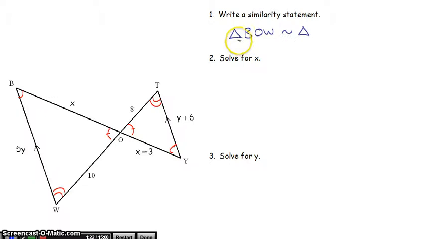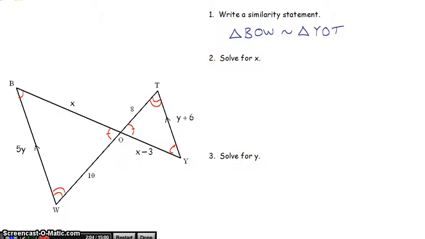Since I named it triangle BOW, I need to start with the angle that is congruent to angle B. Angle B is congruent to angle Y, so I start it with angle Y. Angle O is congruent to this other angle O, or angle TOY, so I have O second, and angle W is congruent to angle T, so I have T last. Once you have your triangle similarity statement, you can use the order to identify corresponding sides to set up proportions and solve for x and y.